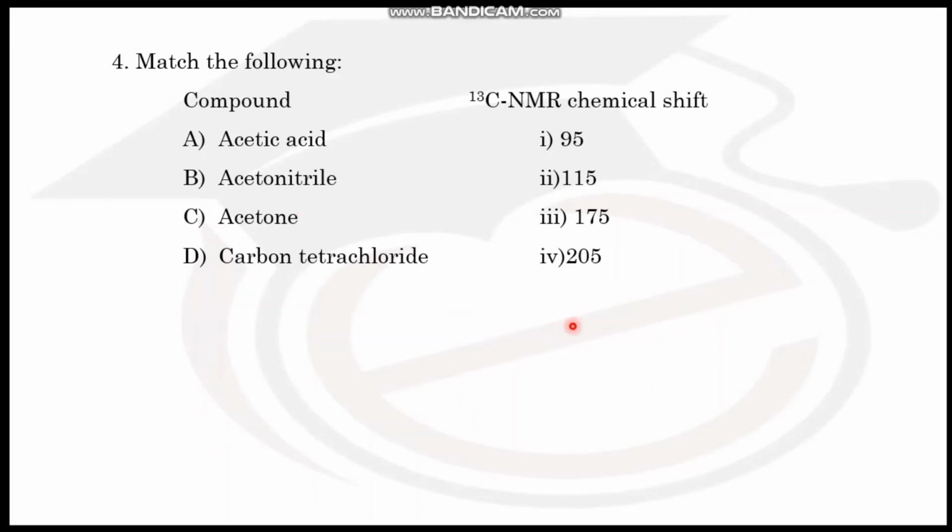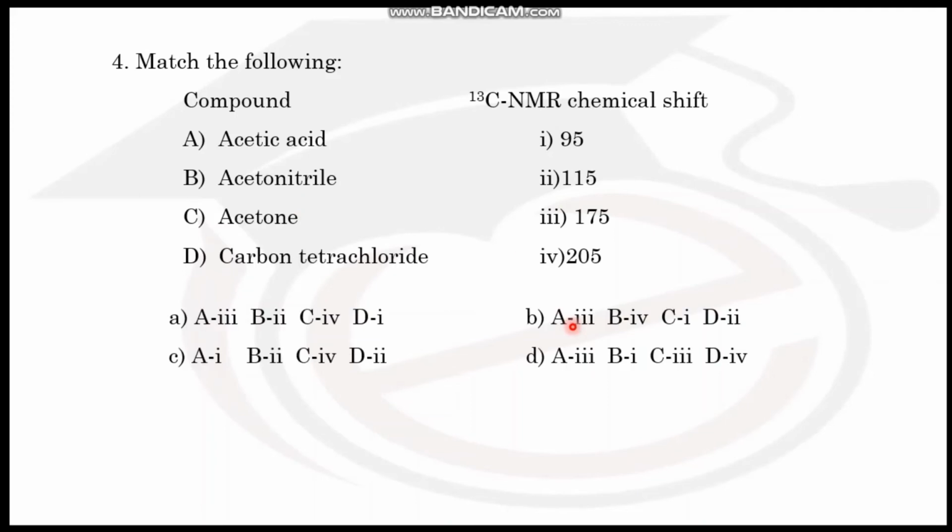And these are the options. So acetone corresponds to 205. Then C corresponds to 4, C4. So A, B and D we can cut, because in option B, C is 1, and in option D, C means 3. Those two options we can eliminate.